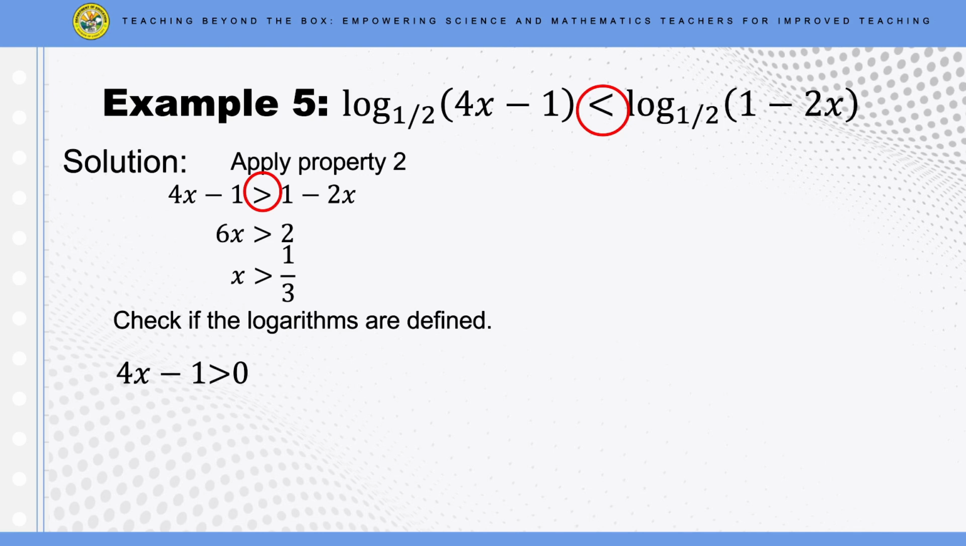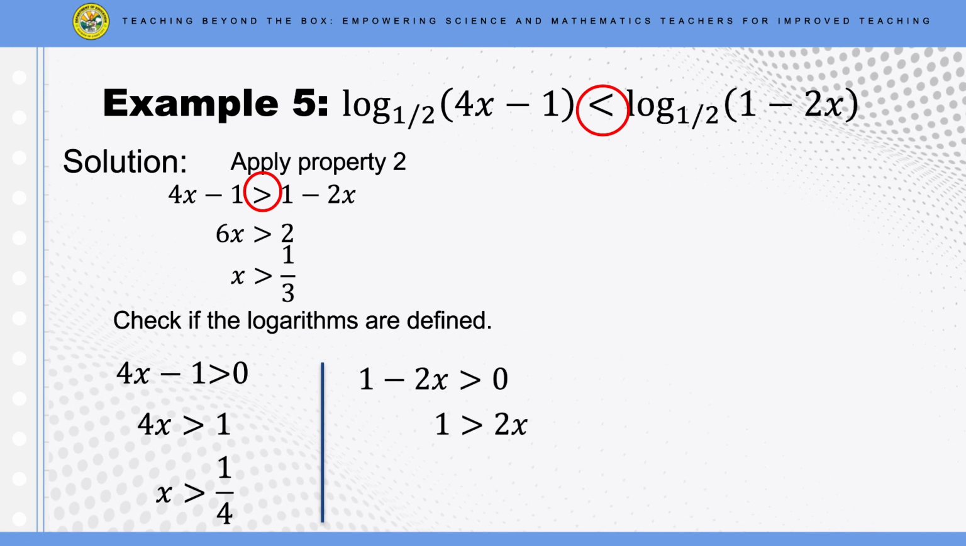We have 4x minus 1 should be greater than 0. Simplifying, we have 4x is greater than 1 and x must be greater than 1/4. Now let us take 1 minus 2x must be greater than 0. Simplifying, we have 1 is greater than 2x. Therefore, x is less than 1 half.